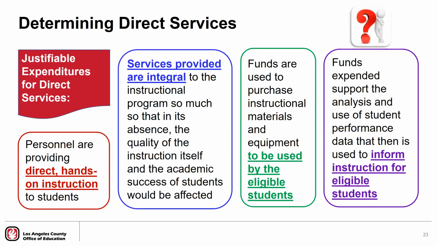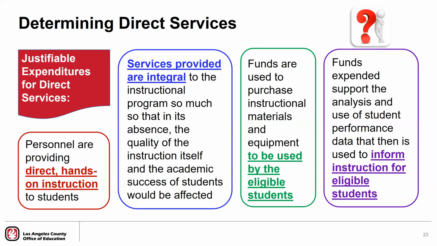So how would one go about determining what qualifies as a direct service? Expenditures for personnel or services are justified as a direct service when the following are true. 1, personnel are providing direct, hands-on instruction to students. 2, services provided are integral to the instructional program, so much so that in its absence, the quality of the instruction itself and the academic success of students would be adversely affected.